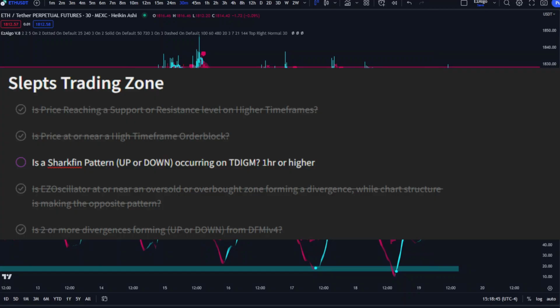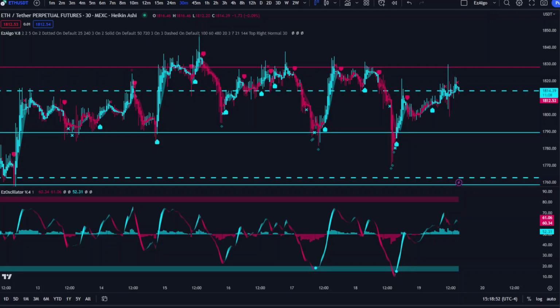Now, shout out Slept in the Discord. He actually came up with this rule-based strategy to use, and this is what I've been preaching for the longest time now, but he had broken it down very nicely into a simple set of 4 to 5 rules that you can follow to start profiting with the EzOscillator.